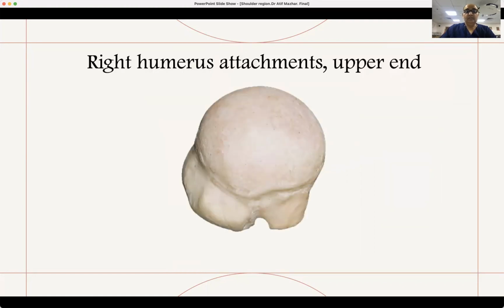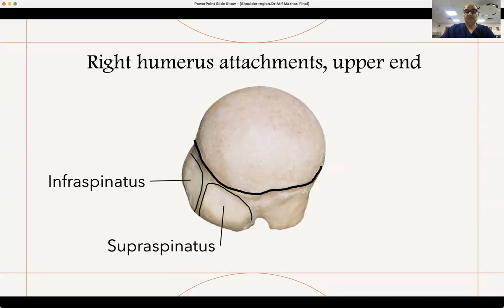Now let's look from the top, and you can see that this is the same anatomical neck, and there we can see certain areas which are demarcated for muscles. This is the place where my infraspinatus muscle is attached. This area belongs to my supraspinatus, and this one is going for my subscapularis muscle. You can see this gap. Through this gap, I have the passage of the long head of the biceps brachii tendon.